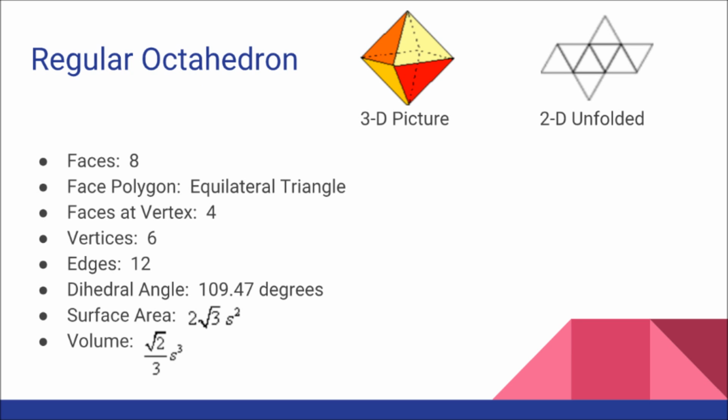The regular octahedron is the 3rd simplest solid with 8 congruent equilateral triangles as faces. It is in 4th place with regard to surface area and volume.